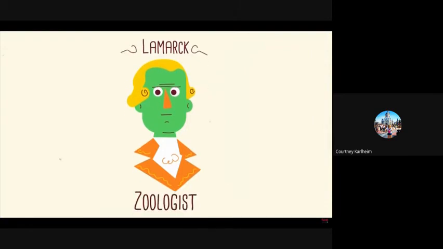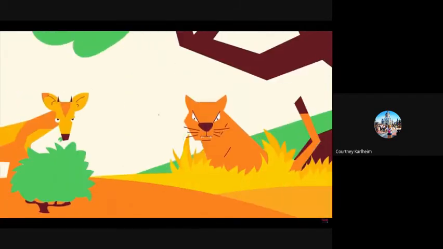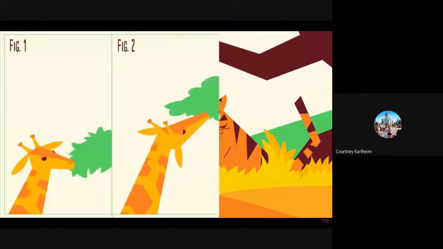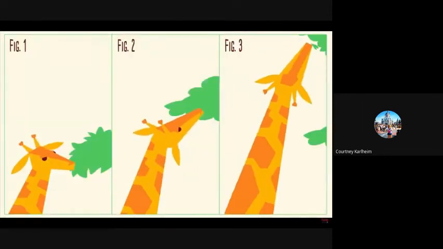Lamarck, a zoologist, noted that animals seemed very well suited to their environments and suspected that throughout their lifetimes, animals improved themselves. For example, a giraffe's long neck was thought to be the result of the animal's continual stretching in order to reach food that was higher and higher from the ground.